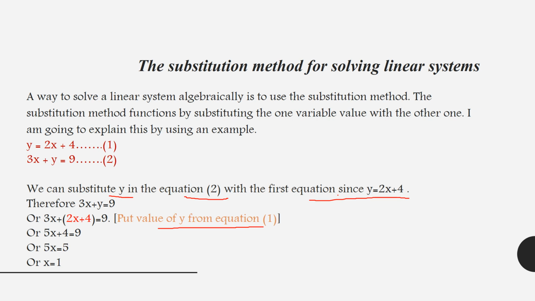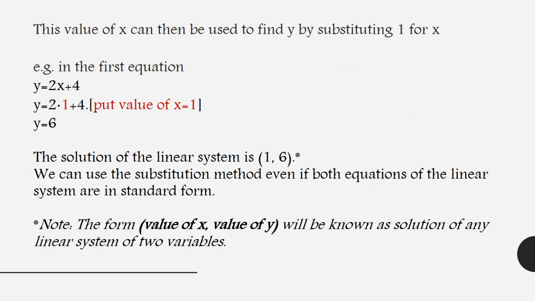Now, when we solve this, 3x plus 2x becomes 5x, so x equal to 1. Now this value of x can be used to find the value of y by substituting 1 for x. For example, in the first equation, y equal to 2x plus 4, we put 1 in place of x, then we get y equal to 2 into 1 plus 4, that is y equal to 6. So the solution for the linear system is 1, 6.